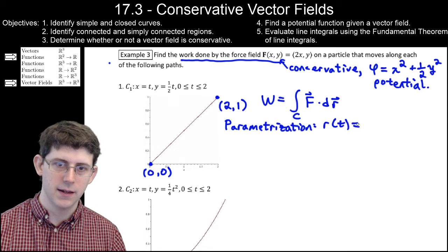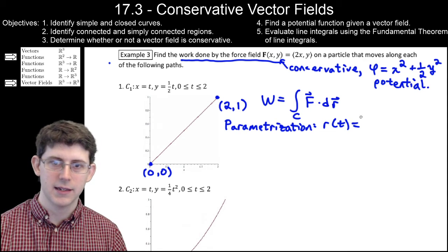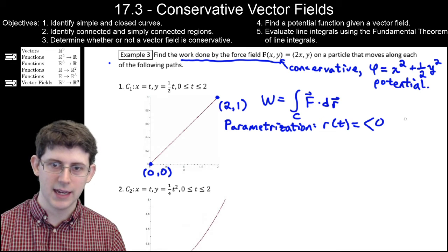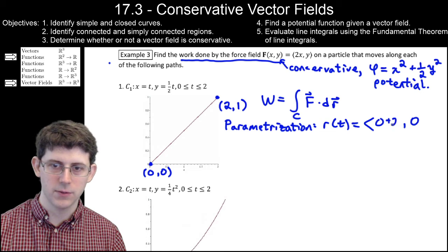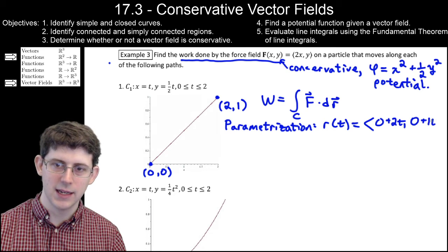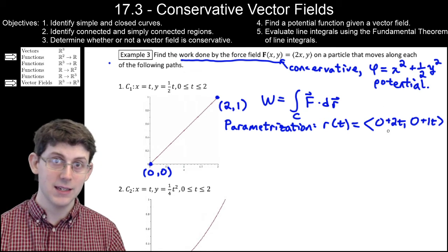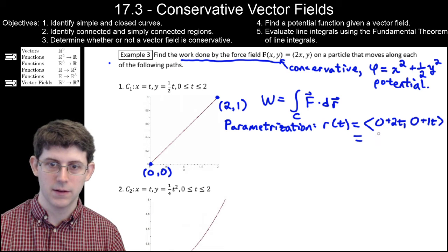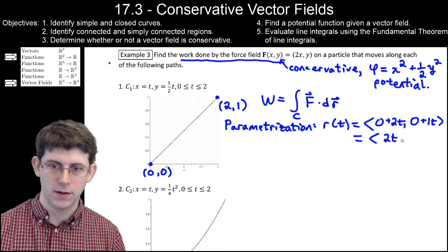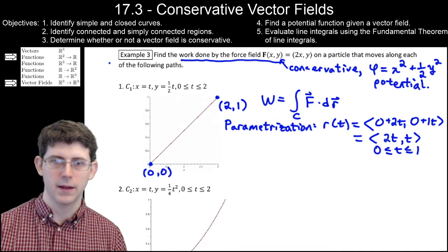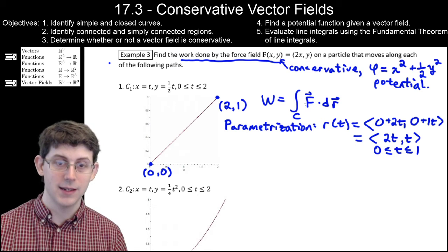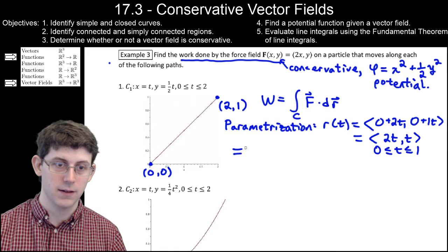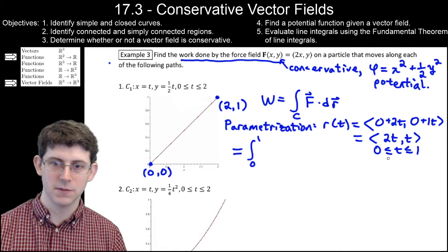R of t is, this is a line segment. So I'll use the line segment trick, which is I'll have a starting point, 0, and then I go over 2, up 1. So I'll do plus 2t and plus 1t. And the bounds here will be t goes from 0 to 1. Once you've written down a parametrization, that lets you turn the integral into a t integral. The t bounds go from 0 to 1.